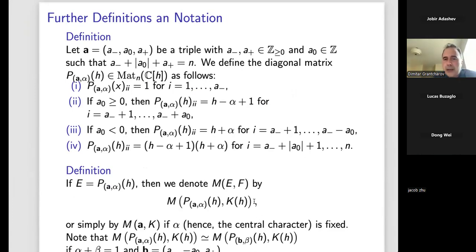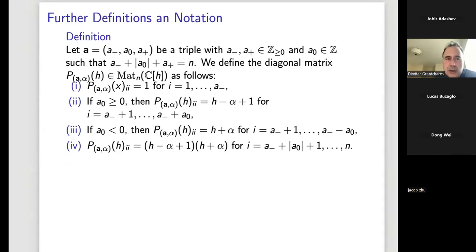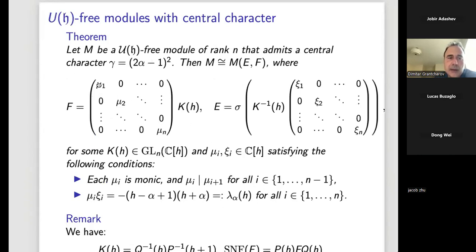First of all, the idea is to give a parameterization of this MEF. And as I mentioned, we have A, alpha, and K involved. It's good to put A and alpha together and form this polynomial P_{A,alpha}(H). And this polynomial is more like a matrix of polynomials. So this is precisely what is on the mu_i. So this P_{A,alpha}(H) is nothing else but this matrix here.